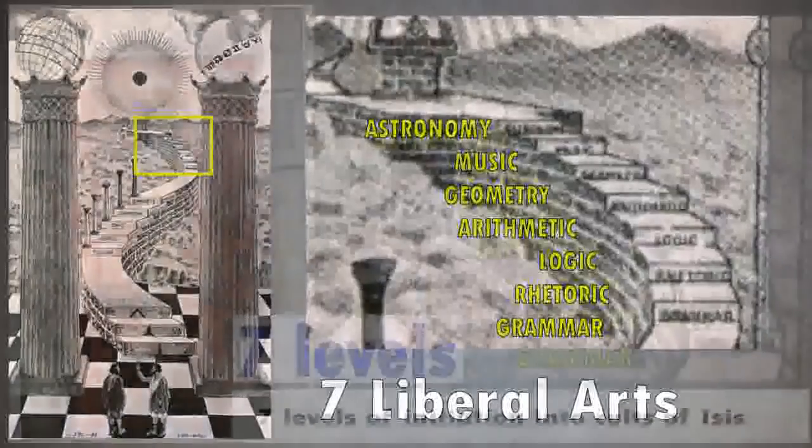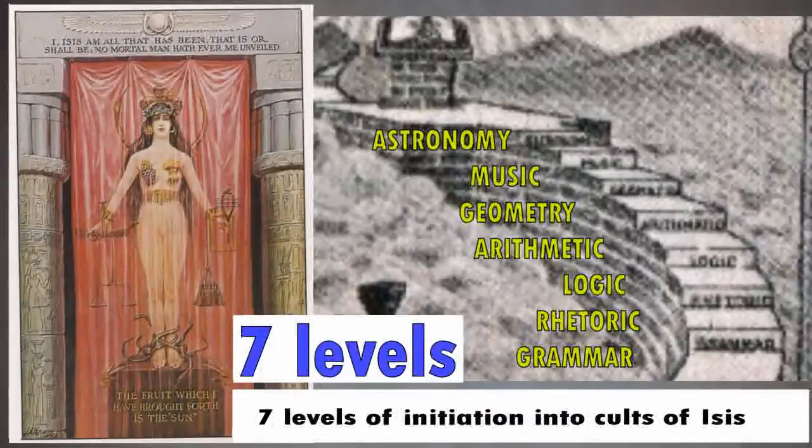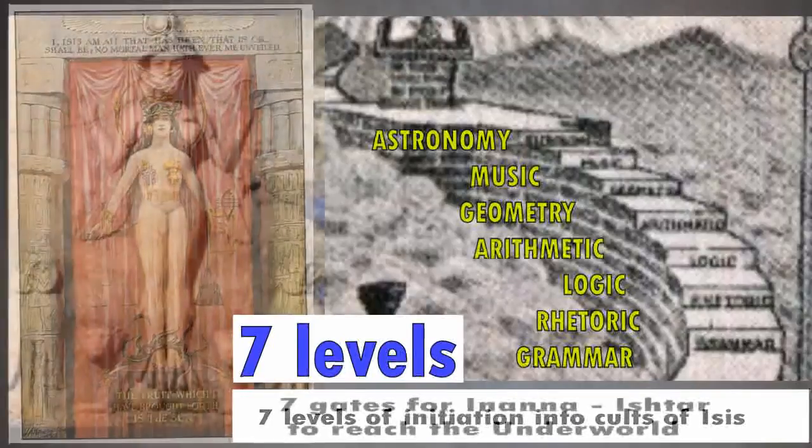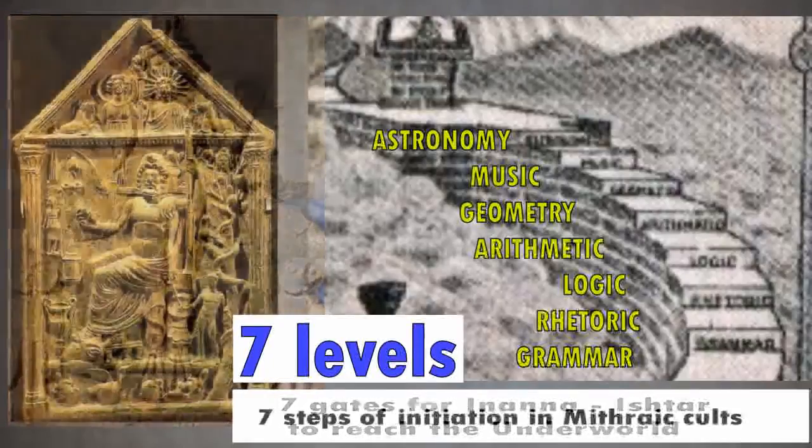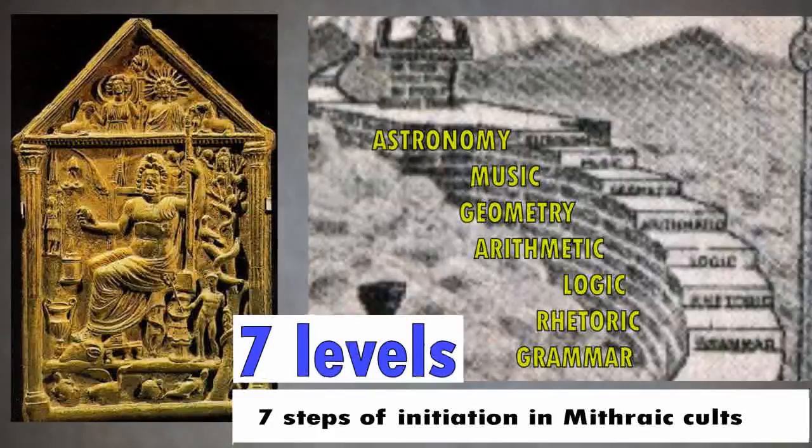The use of 7 is an ancient system of teaching, but also 7 is a constant through many myths and cults. For instance, 7 levels of initiation into the cults of Isis and Egyptian, but in the Sumerian Inanna or Ishtar, in her famous journey, she had to pass through 7 gates to reach the underworld. Again, another common theme that will come up are the Mithraic cults, which have similar symbols of the gods and goddesses, and also 7 levels of initiation.